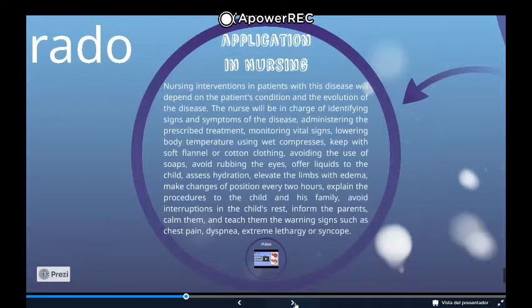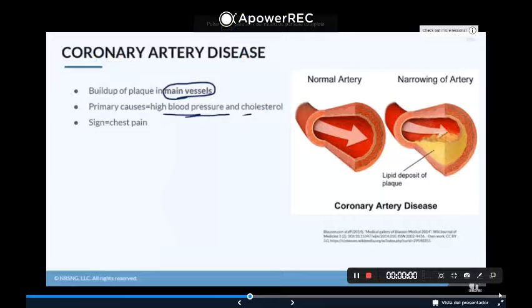The application of nursing intervention in patients with this disease will depend on the patient's condition and the evolution of the disease. The nurse will be in charge of identifying signs and symptoms, such as high cholesterol, and the sign is chest pain. This picture shows the buildup of plaque in the vessel walls.